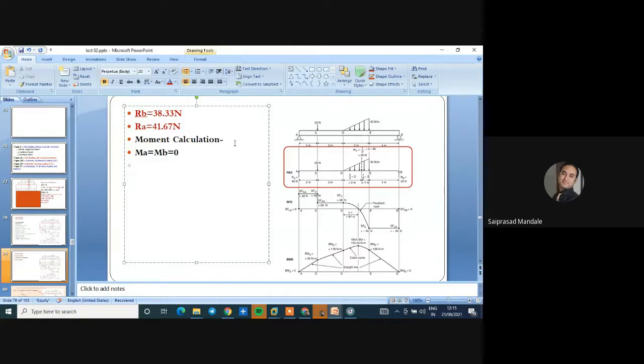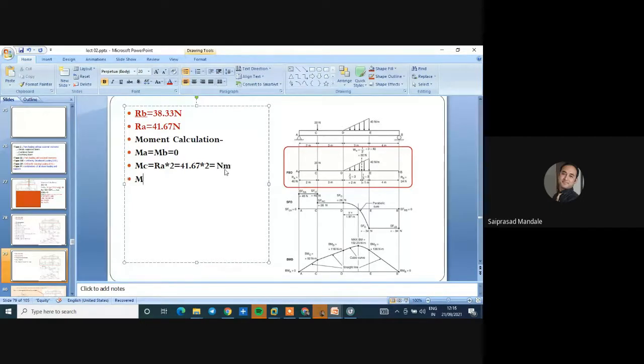Moment at C. RA into 2 into 20. RA into distance 2. Very good. So 41.67 into 2. Whatever the answer is, Newton meter is the unit. Everybody has to calculate this.